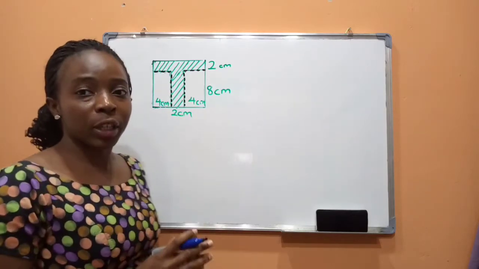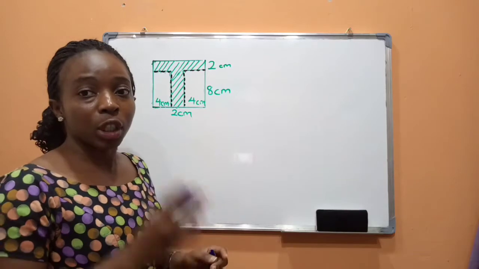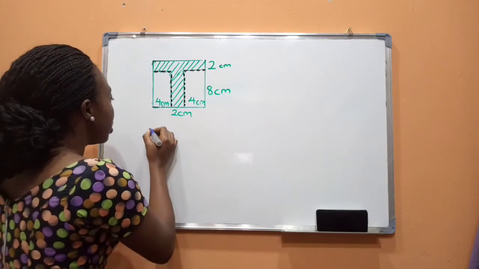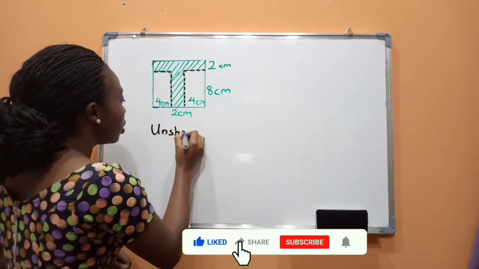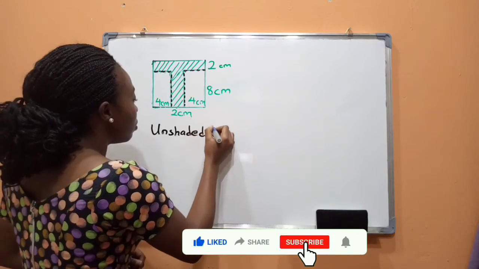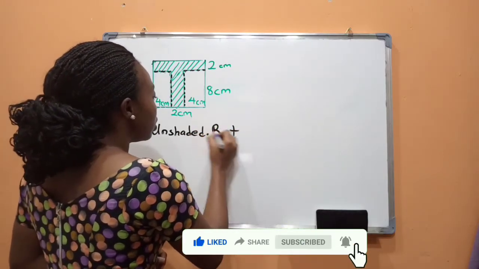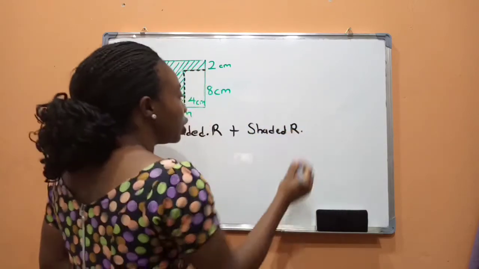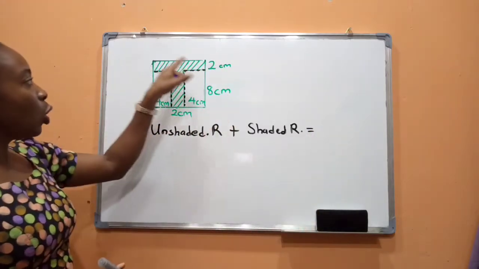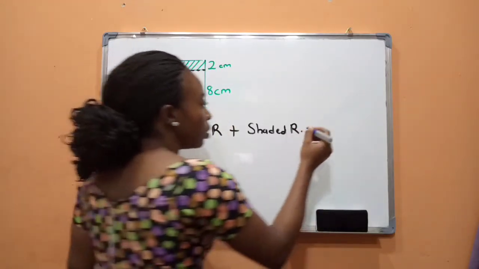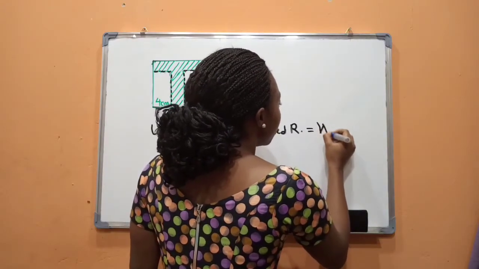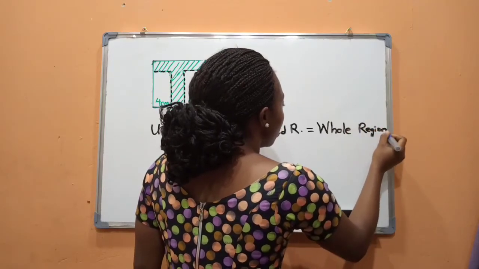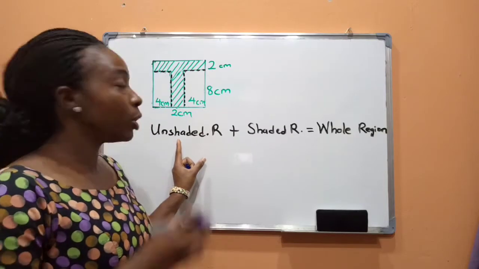So how do we go about finding the area of the shaded region? There are two ways we can do it. Let's start with the first method. The first method, we simply say the unshaded region plus shaded region is equal to the whole region, okay, the entire region. So let's write whole region. So when you have this understanding, it becomes very easy.